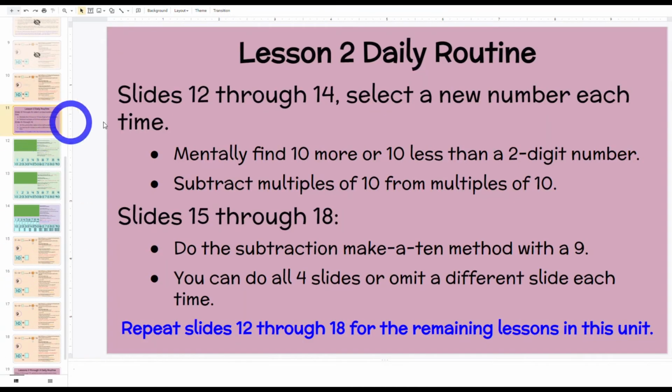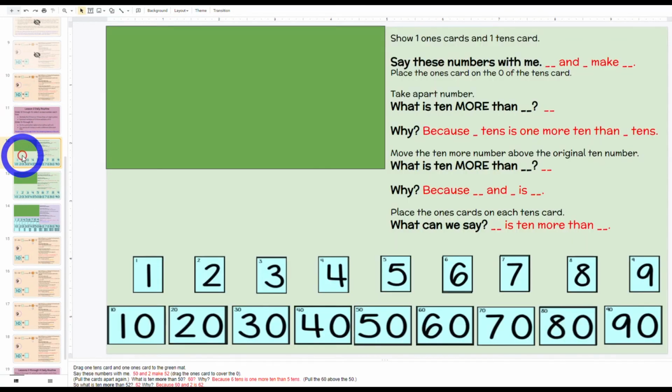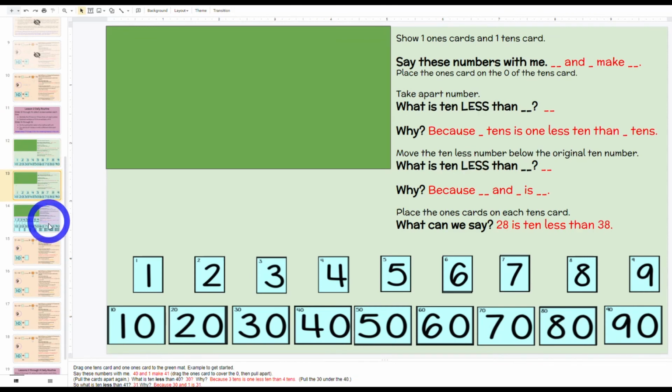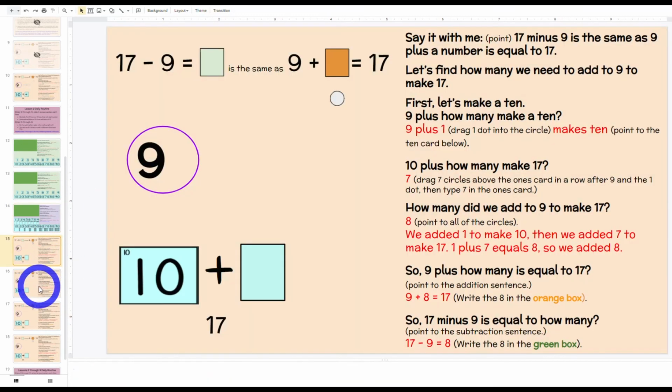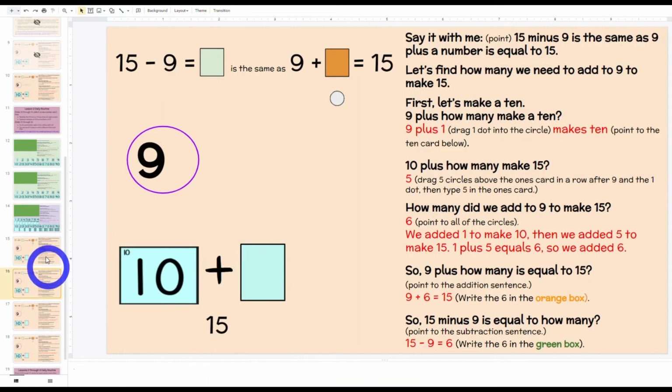So now you see that lessons 2, it says slides 12 through 14, you're going to select a new number. So again, add 10 more, subtract 10. And then when we get here, we're subtracting decades. So if I have 70 minus 20, if I have 7 tens minus 2 tens, okay, so you're going to do that. And then you're going to choose 2 or more of these slides that you practice reading the equation and then re-saying it as an addition equation and essentially counting on to make that teen number with your 10 and how many extra.